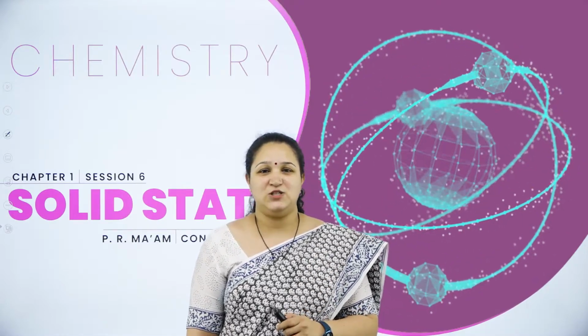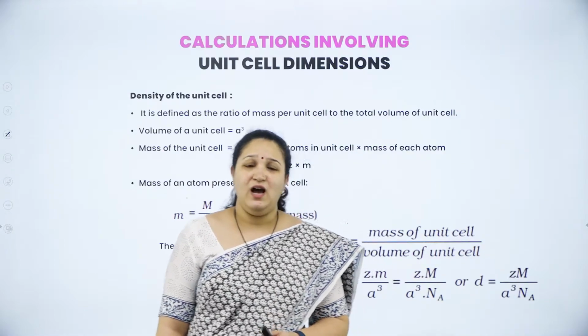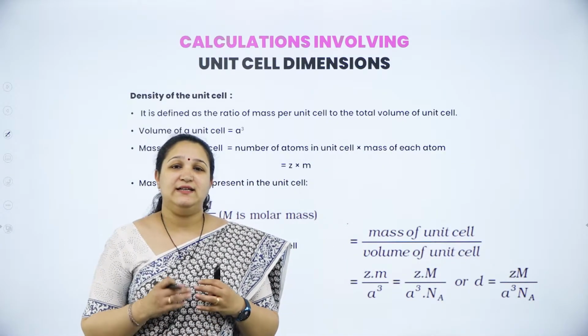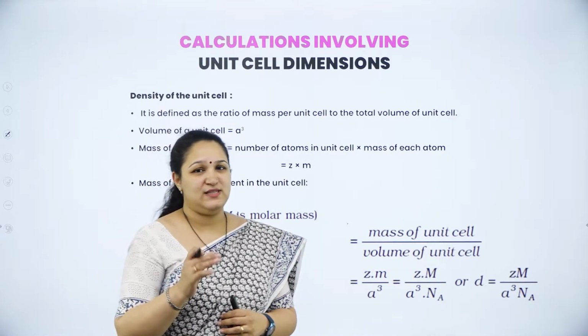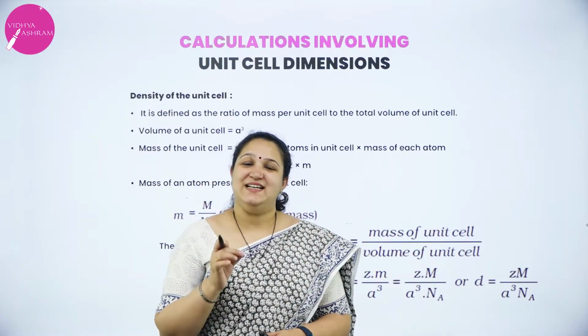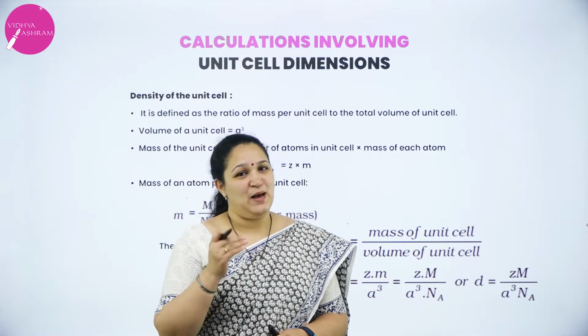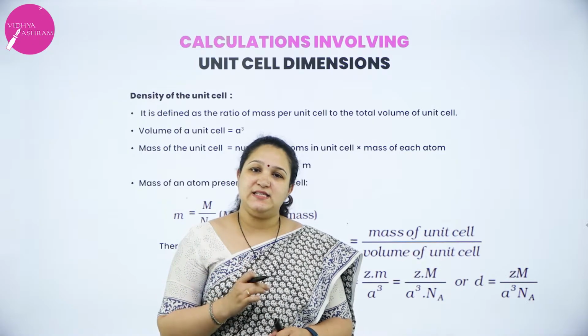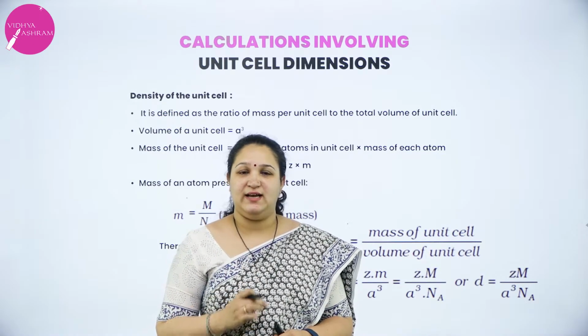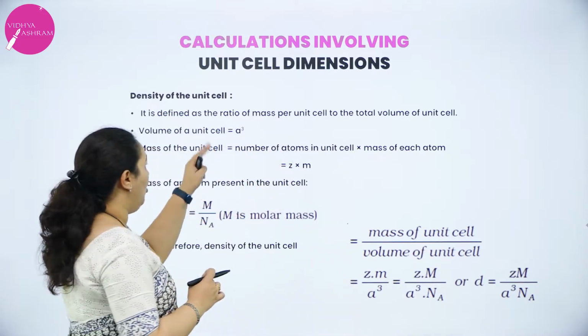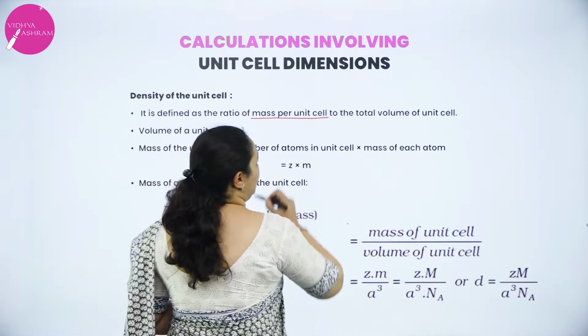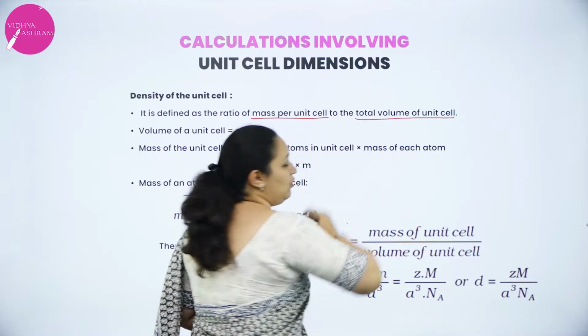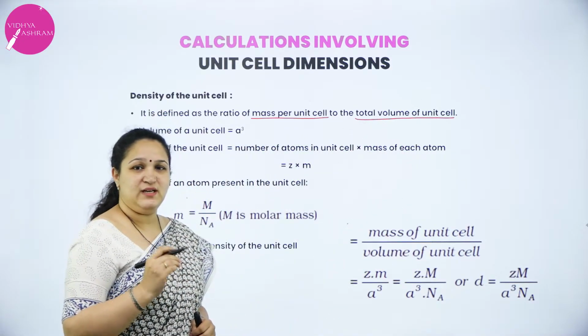So the first one, let's see how we are going to calculate the density of a unit cell. What is density? Density is mass by volume. Now, how do we calculate the density of a unit cell? It is the ratio of mass per unit cell to the total volume of the unit cell.